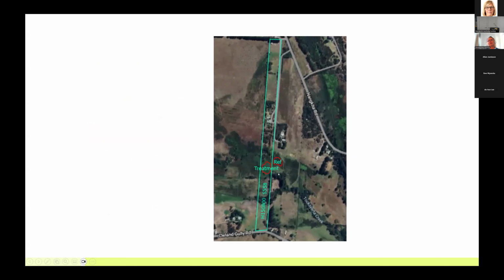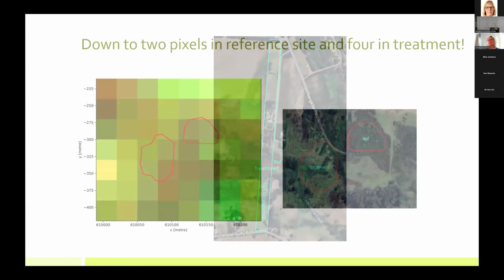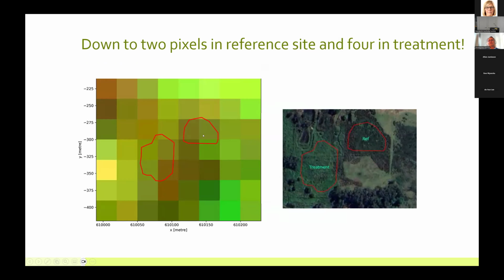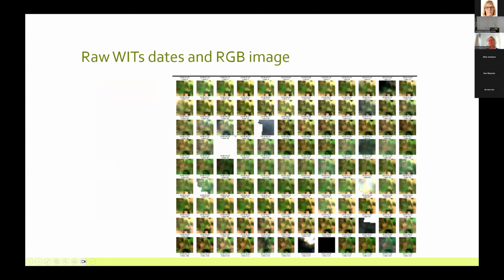So this is a small site that gives you a treatment site and a reference site of a landholder that just came on board in the last couple of weeks, and I'll take you through what we've done there. That gives you an idea of the reference site. As we mentioned, it's only 2 pixels. The treatment site is only 4 pixels. We've been able to take this through.